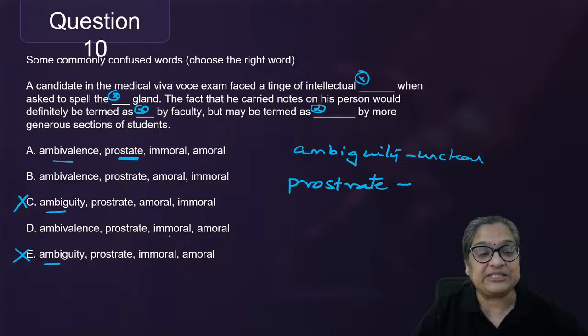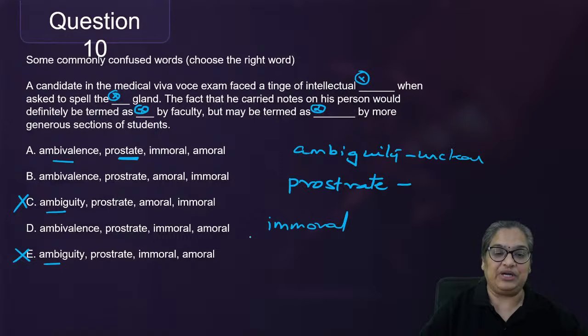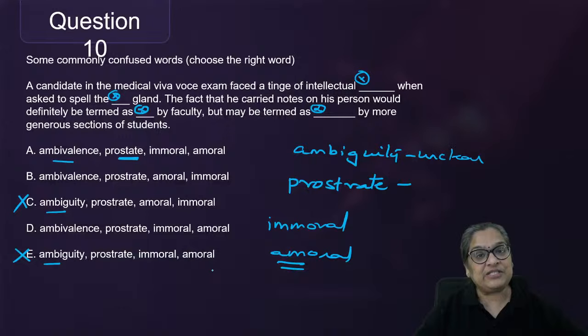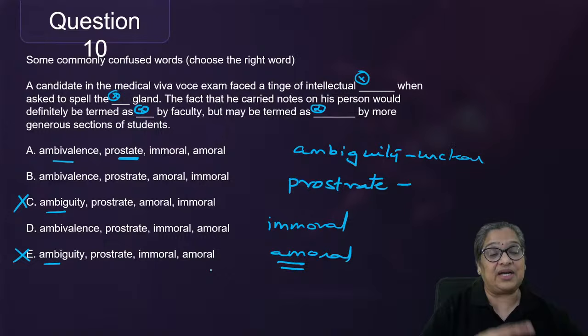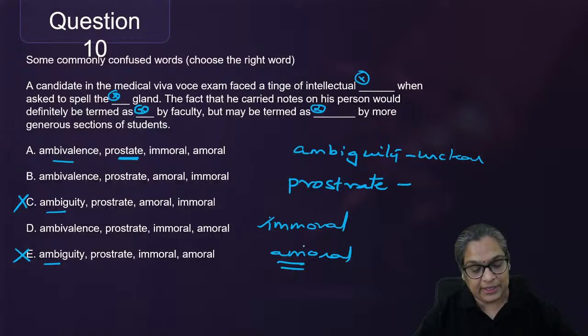Teachers will consider it immoral, wrong. But your friends would say, there's nothing wrong in this. It's neither correct nor wrong. That is amoral. Friends will consider it amoral. But a teacher will never consider an act of cheating amoral. They would definitely say it's immoral. All right. So based on that, the correct answer is A.